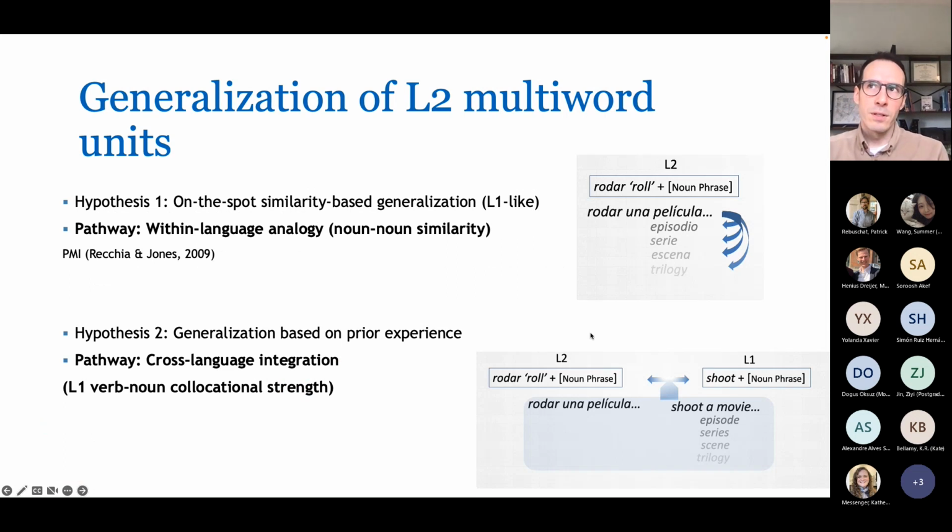But then, of course, the story is a bit more complicated for bilingual speakers, right? So there's potentially more than one pathway they could take. So the first pathway, based on first language generalization, we might expect that there could be within language analogy, where similarity to a highly frequent prototypical exemplar would allow for generalization. But there's also a potential alternative in second language speakers, right?